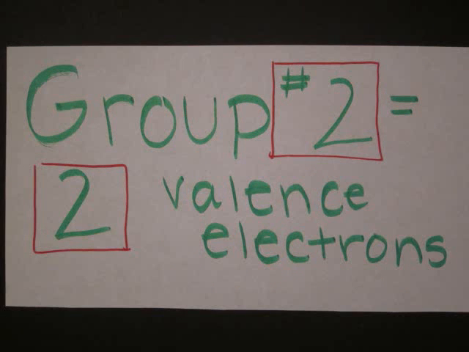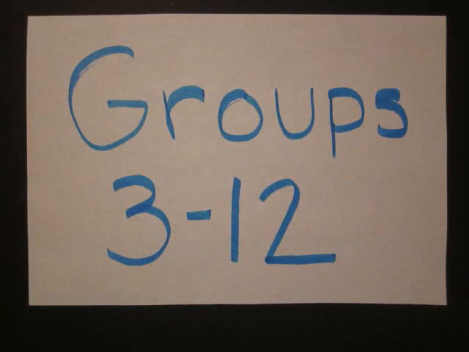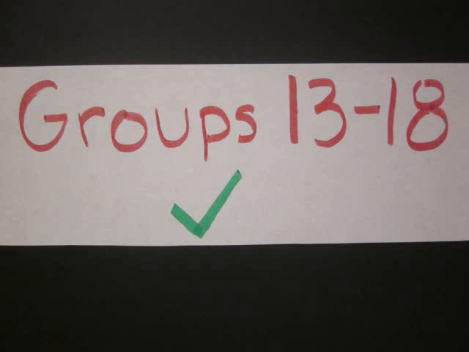Groups 3 through 18 are treated slightly differently. Groups 3 through 12 have no easy trick to figure out valence electrons. You must find the electron configuration for those elements. We will save that for another lesson. Groups 13 through 18 do offer a trick to help you figure out the number of valence electrons.